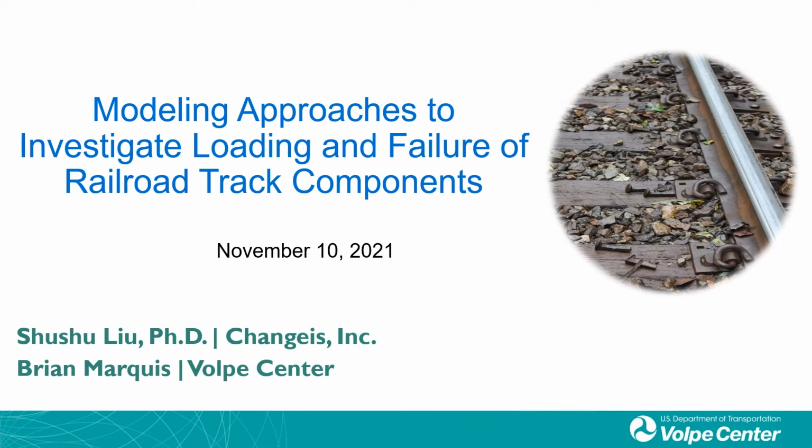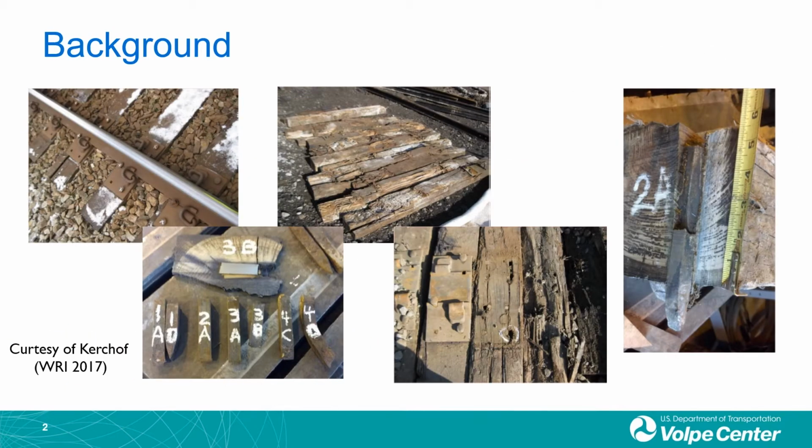Today, I am going to talk about some modeling approaches developed at the Volpe Center to investigate loading and failure of railroad track components. The background of this research originates from several recent derailments caused by broken spikes. Those broken spikes were found typically on the curved track with elastic fastening system. The breakage location of the spike was usually 0.5 to 2 inches below the surface of the timber tie.